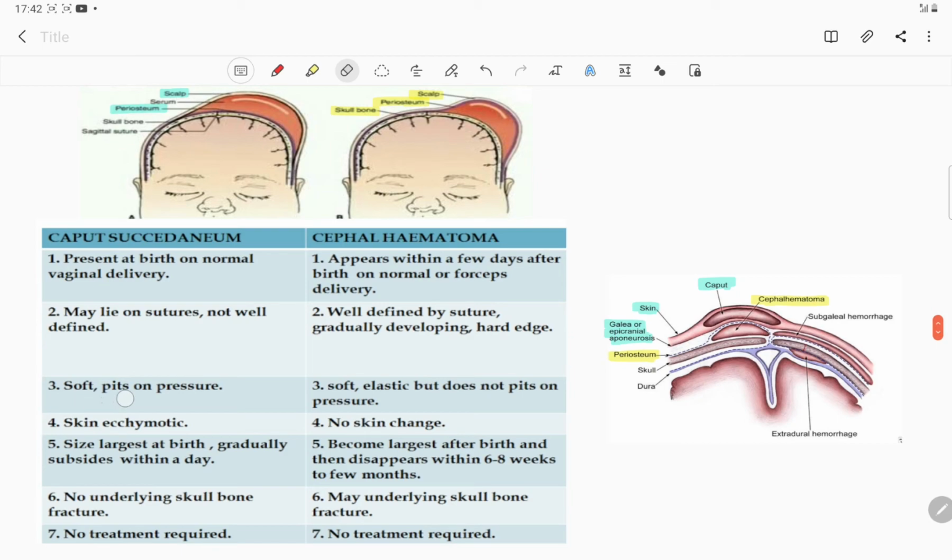Caput is soft and pits on pressure. Cephalhematoma doesn't pit on pressure. And caput is usually accompanied by skin changes, that is ecchymosis, and there are no skin changes in cephalhematoma. Caput gradually subsides within a day, and cephalhematoma usually disappears within 6 to 8 weeks. There is no underlying bone fracture with caput. There may be an underlying skull bone fracture in cephalhematoma, and no treatment is required for either caput or cephalhematoma.